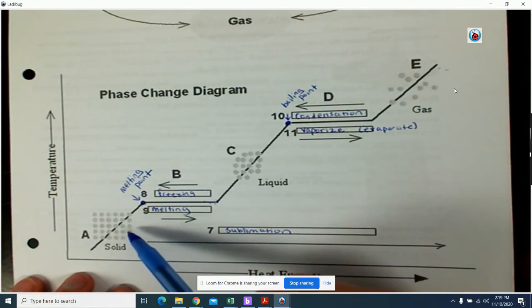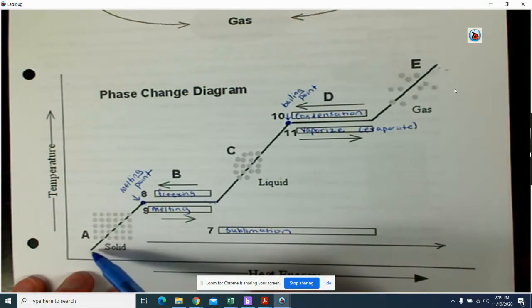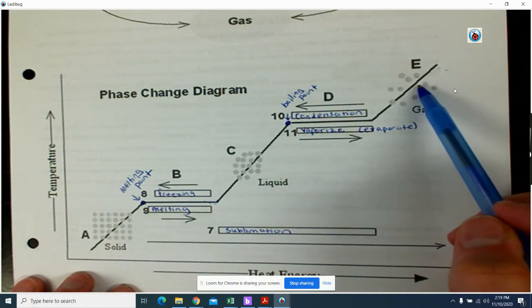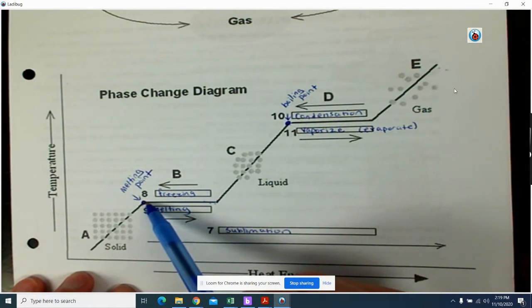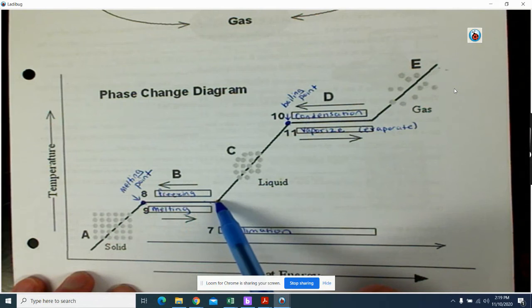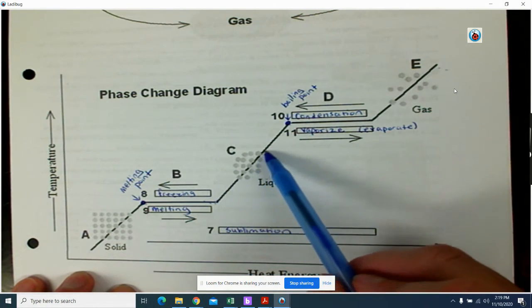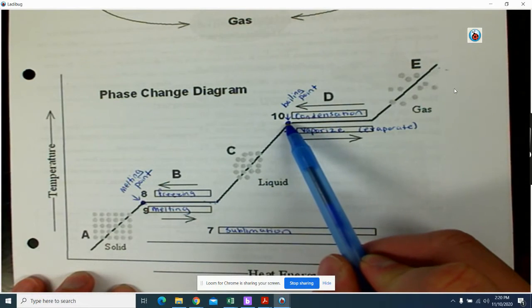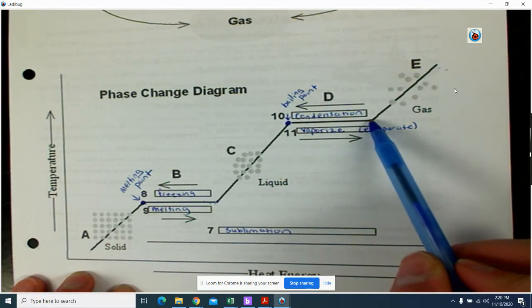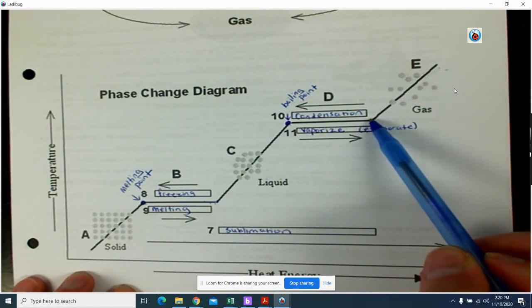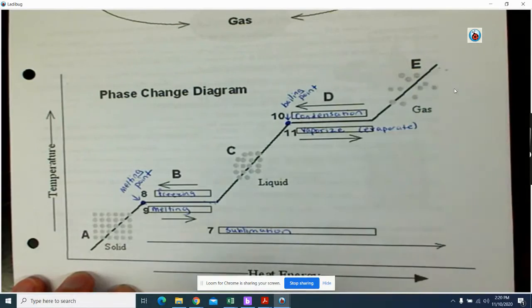So a phase change diagram or graph will always start with a solid and end up with a gas. So you add heat and it begins to melt. At this point, it's now becoming a liquid. All of a sudden, right here, it's totally a liquid. And it goes liquid, liquid, liquid. It starts to boil, and then it's becoming a gas. Right here, it's all gas. So it's already become a gas, and it's going to stay a gas. And that's how you read a phase change diagram.